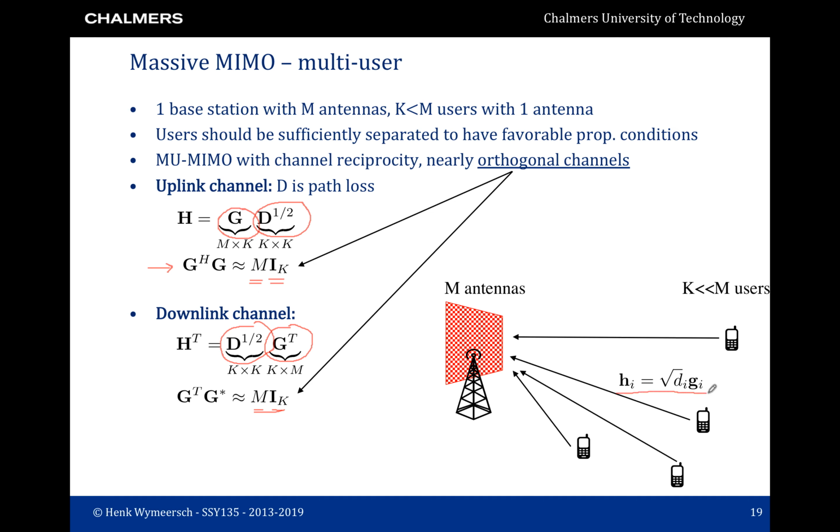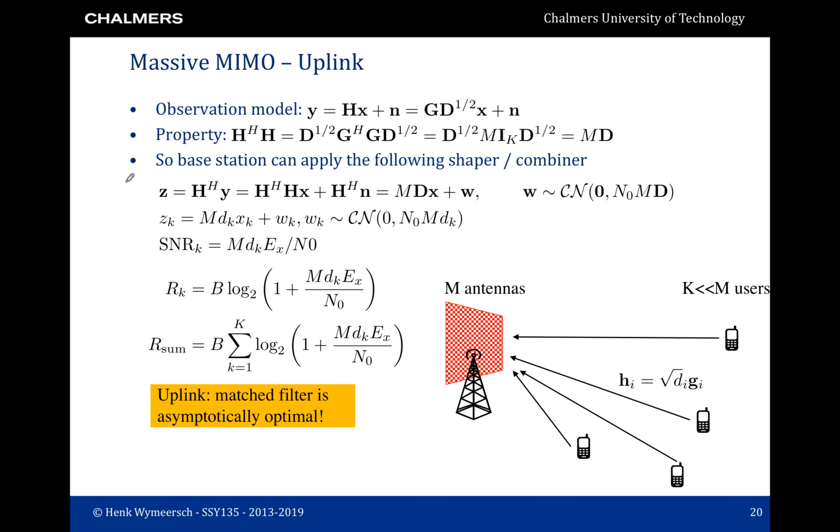In the figure I also show the channel between a single user and the base station, and this is h_i. So h_i is one of the columns in the big H uplink matrix. So h_i is a column vector of length M by 1. h_i can also be written as square root of d, so this is the part related to the path loss, times g, a vector of length M by 1 with IID Gaussian entries.